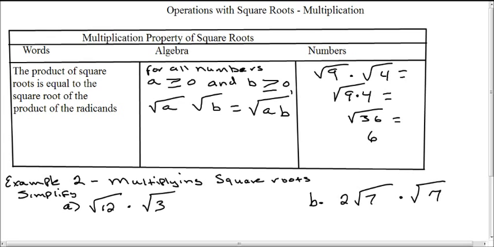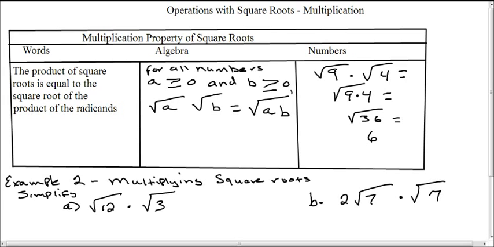And it says the product of the square roots is equal to the square root of the product of the radicand. Now remember, the radicand is the number that's inside your radical. So we're talking about multiplying those inside. That's what it says. The product of the square roots is equal to the square root of the product of the radicands.